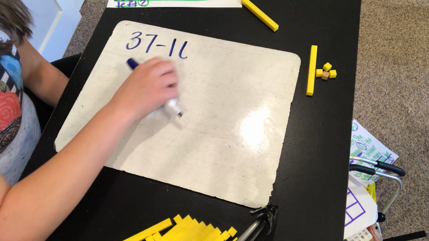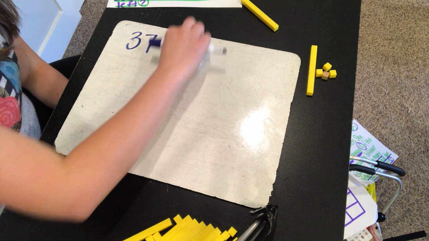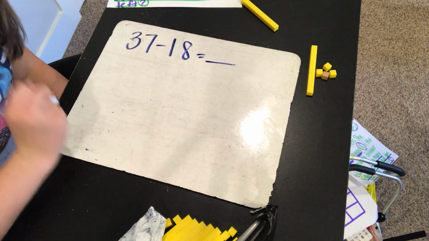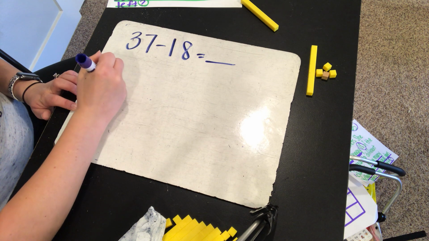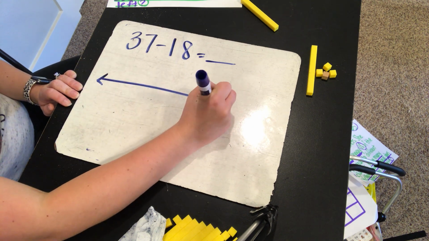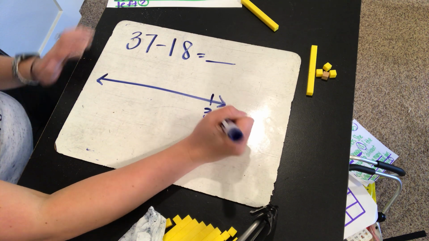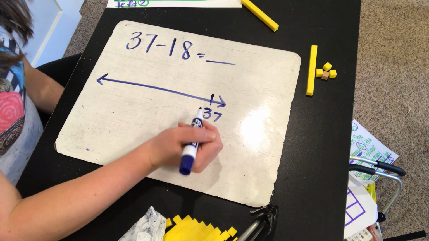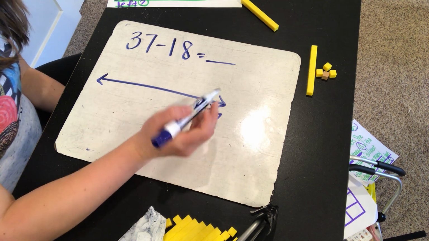Let me change that. 37 minus 18. Okay, let's use an open number line first. Since we're subtracting, we start on the right with 37 here because 37 is a larger number and we're getting smaller. Okay, now we're taking away 18.